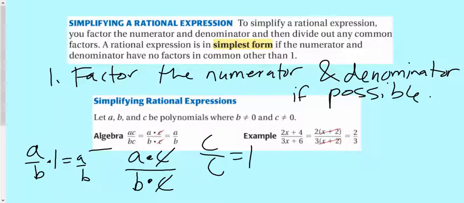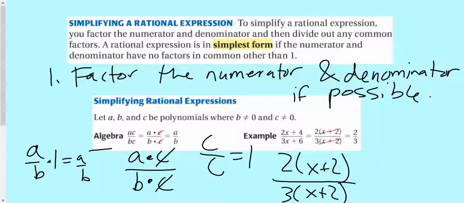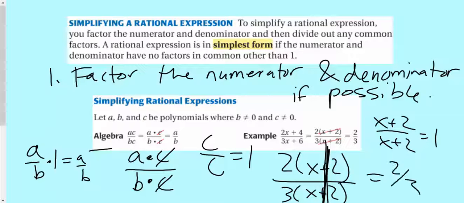In this case here, I'm going to factor the GCF, and the GCF here is 2. So you divide 2 out of the numerator, and I can divide a 3 out of the denominator. And now x plus 2 divided by x plus 2 equals 1. So this is just really 1, and you're left with 2/3. And that's the concept that we're going to be working with today.